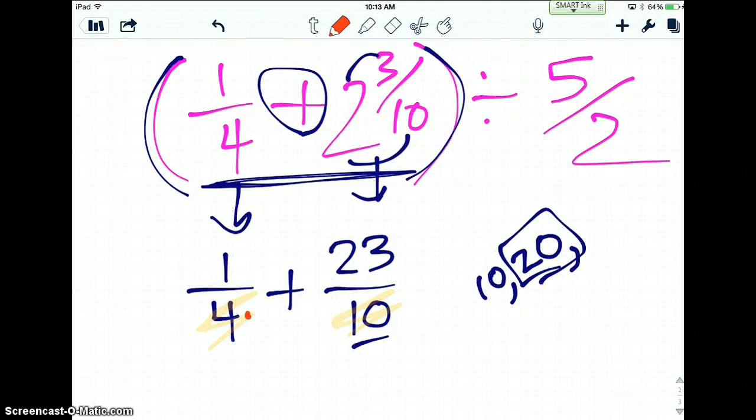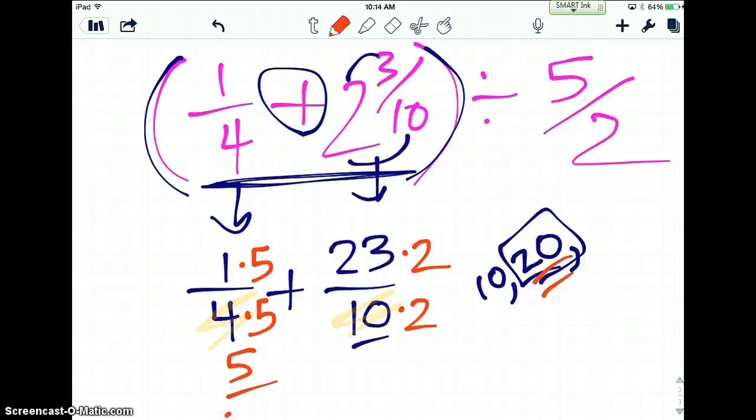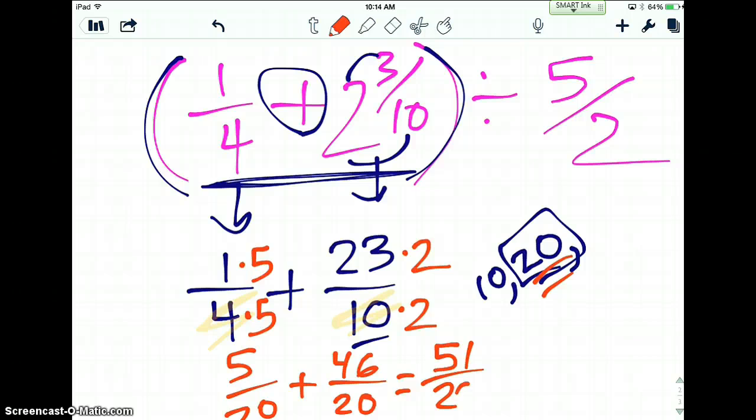So I'm going to change this 4 into 20 by multiplying it by, you said it, 5. Meaning that I'm going to have to multiply the numerator by that same number, 5. So then on this fraction, 10 times what will be our denominator of 20? 2. So I'd have to multiply 23 by, not 5, but 2. So our new fractions are going to be 5 over 20 plus 46 over 20. And you're like, okay. All right. So now when I add these together, I am at 51/20.